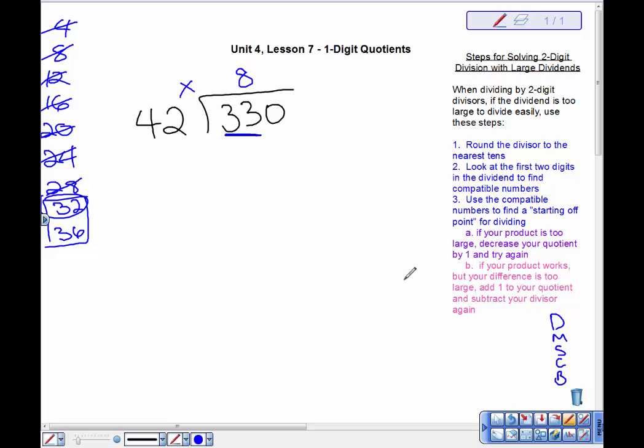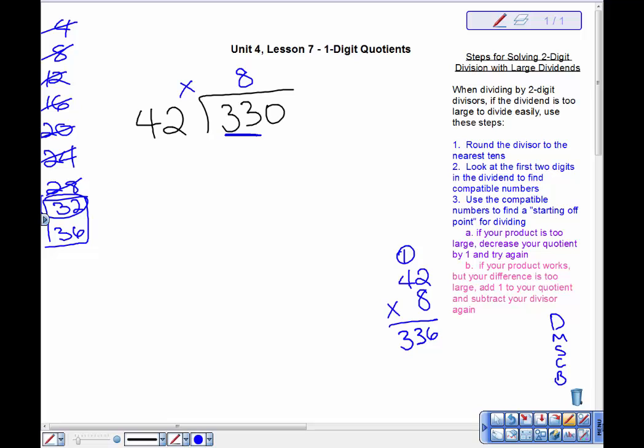Now, this is where I recommend that you guys use a nice big sheet of paper when you're doing long division, because we have a couple steps that we have to go through in order to solve this problem, and we don't want to run out of room. So I'm going to do it over here in the lower right-hand corner. I'm going to do 42 times 8. 8 times 2 is 16. Put down my 6 and carry my 1. 8 times 4 is 32, plus 1 is 33.